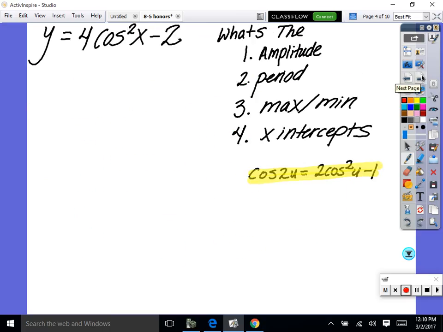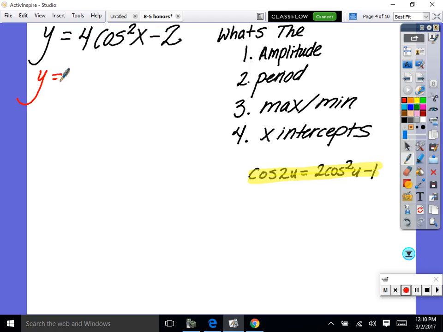Let's do this one. It says, given this, what's the amplitude, period, max and min, the x-intercept? So we're going to want to graph this. Well, it's a cosine that's quadratic. We don't know how to graph quadratic cosines. We only know how to graph cosines. So what you would recognize is, let's see what's going on here.